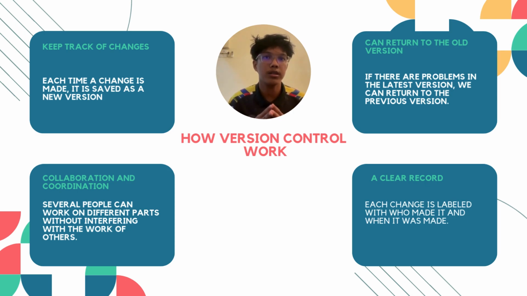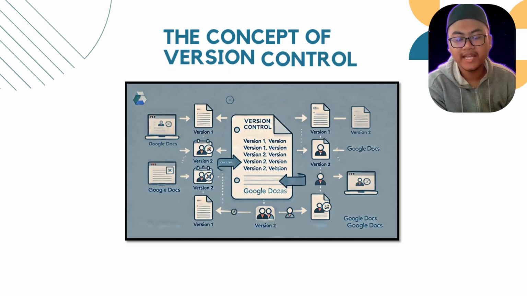The third one is collaboration and coordination. Several people can work on different parts without interfering with the work of others. And the last one is a clear record. Each change is labeled with who made it and when it was made. I will explain the concept of version control.